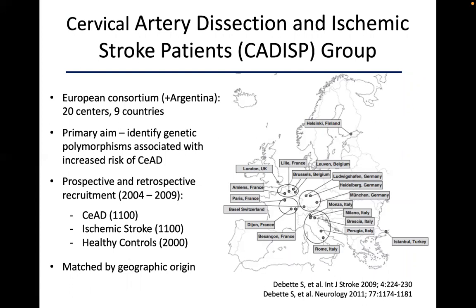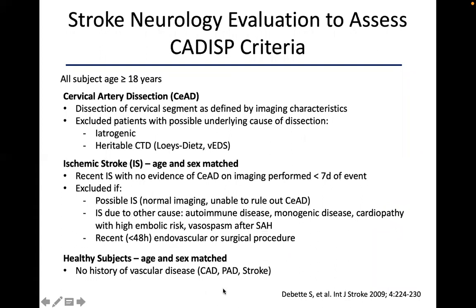They got over 1,000 cervical artery dissection patients, similar ischemic stroke patients with more traditional stroke, and then 2,000 healthy controls that were all matched by geographic region. In terms of the criteria for enrollment, the cervical artery dissection patients had to have a dissection that was defined by imaging characteristics, as I showed you. And then they tried to exclude patients with any possible underlying cause of dissection.